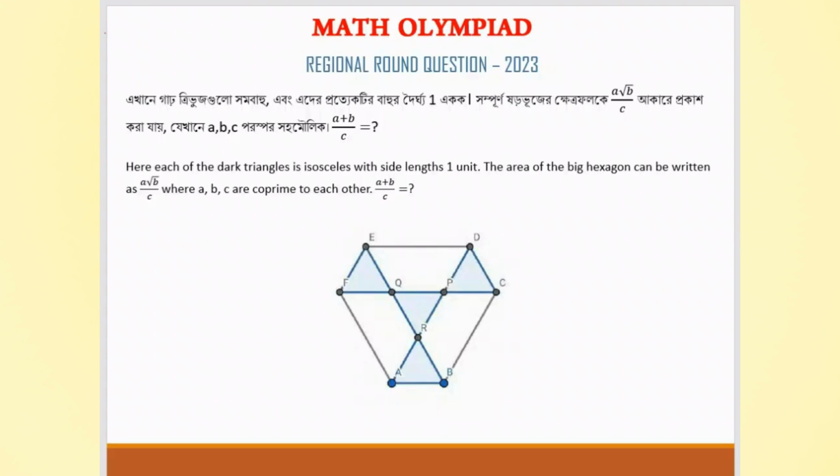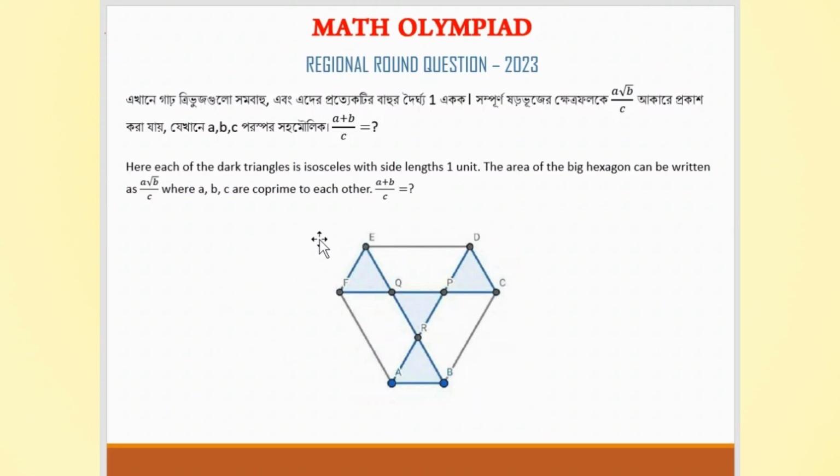Today we're going to discuss a Math Olympiad result round question from 2023. Here we have been given a triangle, which is isosceles, and its side length has been given as 1 unit. It has also been given that the area of this hexagon can be written as a root over b over c, where a, b, c are co-prime to each other. We have to find out the value of a plus b over c.